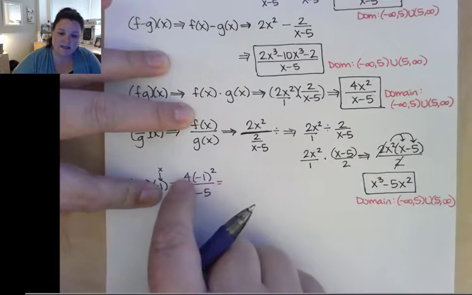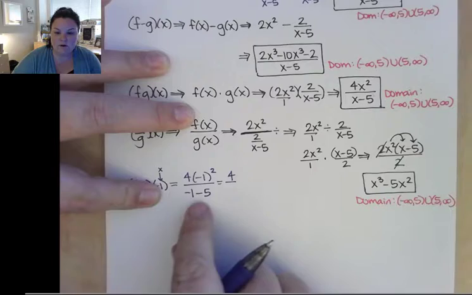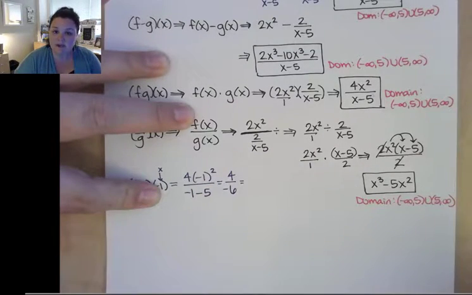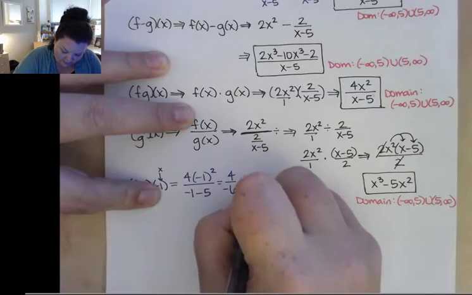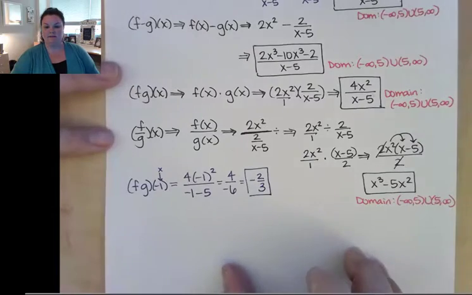And +1 times 4 is 4. On bottom, -1 minus 5 is -6. And then I can reduce on top and bottom by 2. So this gives me -2/3. Let me just leave it like that.